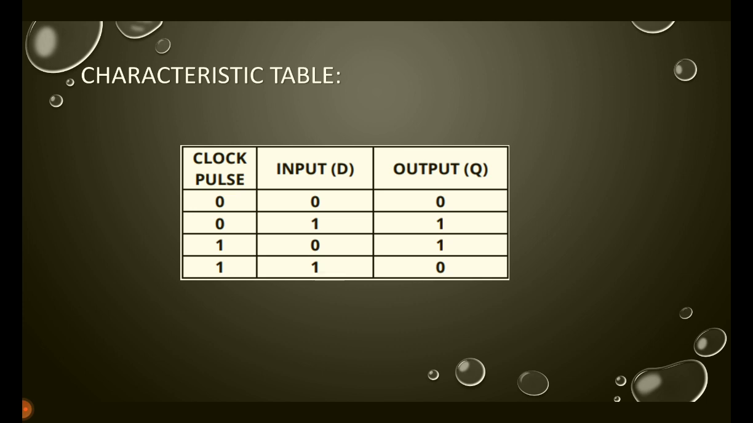Characteristics table. Clock pulse. When we have clock pulse as 0 and the input is also 0, the output is 0. When we give clock pulse as 0 and input as 1, the output is 1. When we give clock pulse as 1 and input D as 0, the output is 1. When we give both the clock pulse and input as 1, the output is 0.